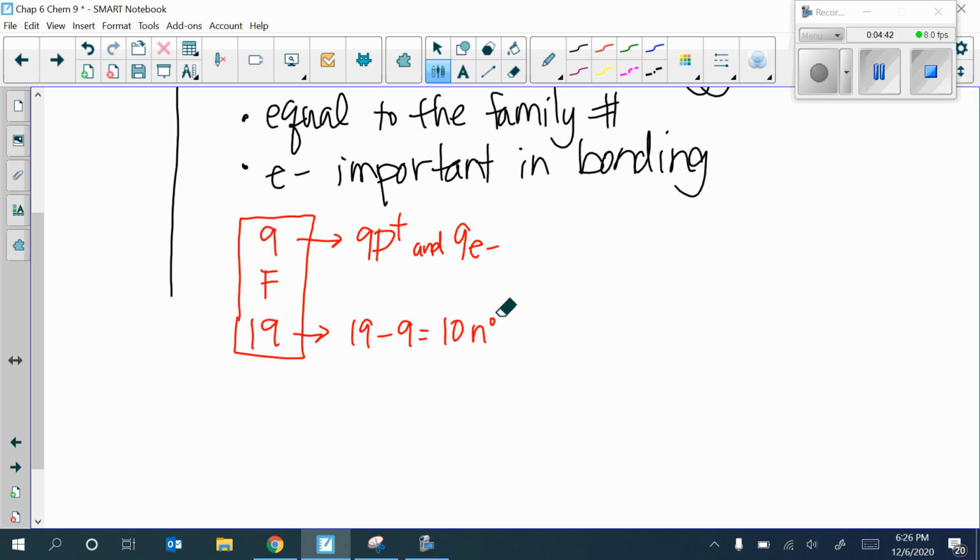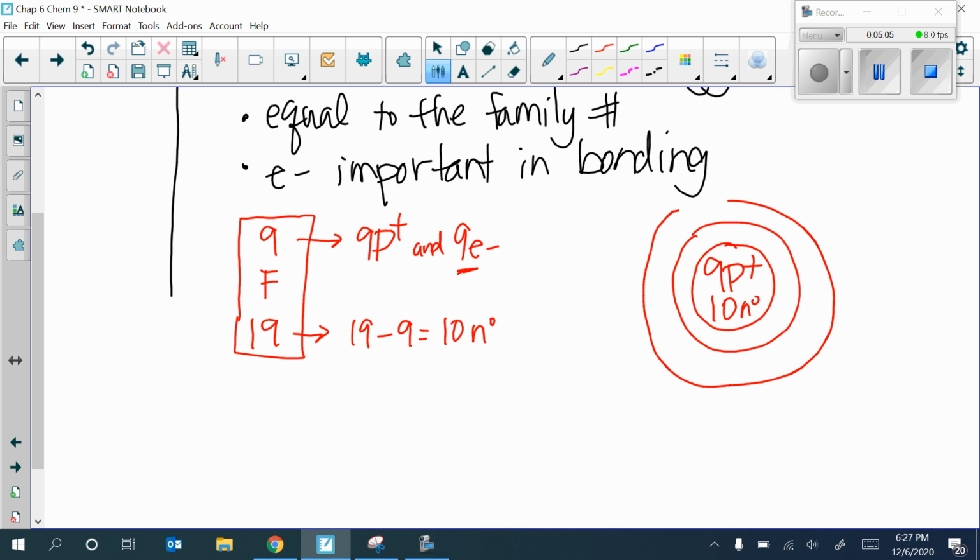So if we draw our little Bohr diagram, you might recall that there's protons and neutrons in the middle. So we have 9 protons, we have 10 neutrons. Like I said, I know this has been a while. Then we have a total of 9 electrons that we need to put in the energy levels. So you can just go ahead and draw 2 energy levels.